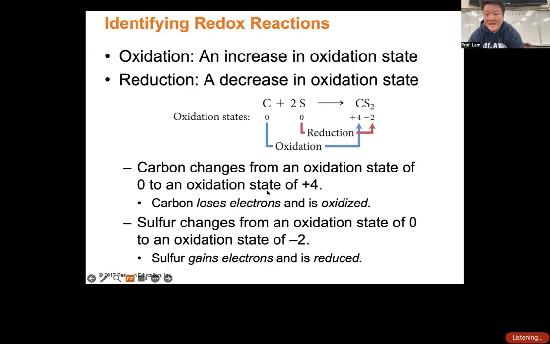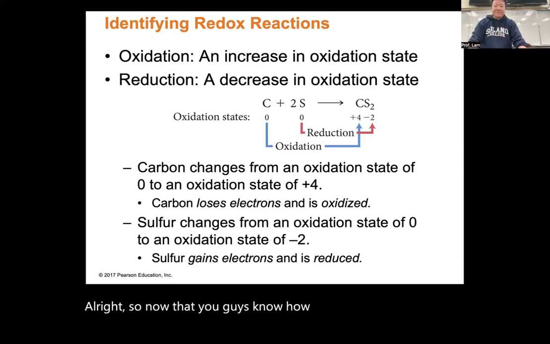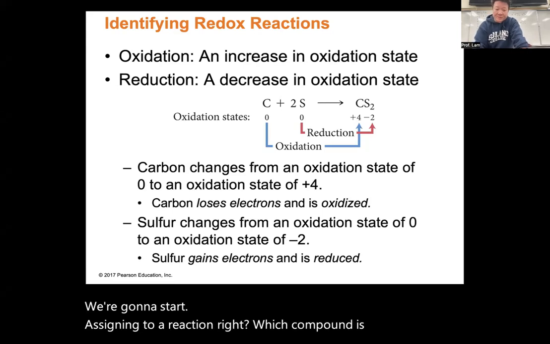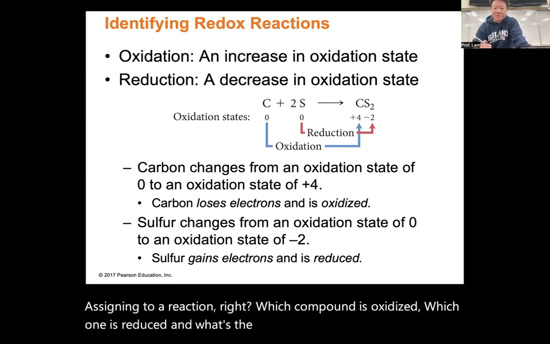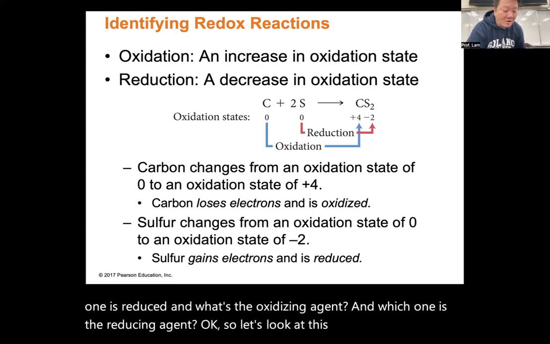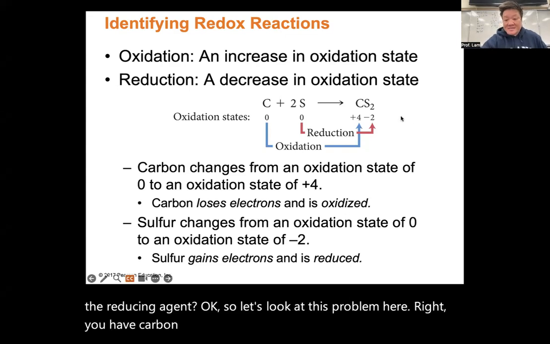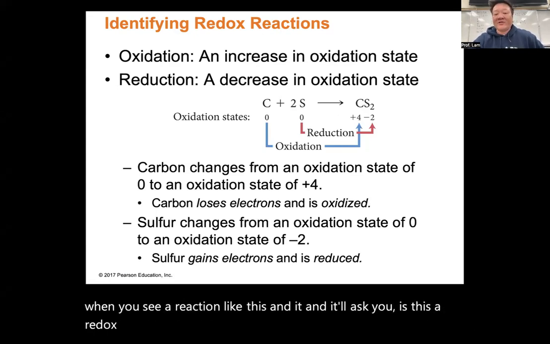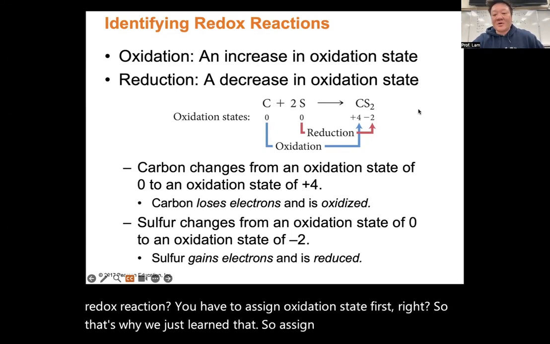All right. So now that you guys know how to assign oxidation states, right? We're going to start applying that to a reaction, right? Which compound is oxidized, which one is reduced, and what's the oxidizing agent, and which one is the reducing agent. Okay, so let's look at this problem here, right? You have carbon plus 2 sulfur goes to CS2. The first thing you do when you see a reaction like this, and it asks you, is this a redox reaction? You have to assign oxidation states first, right? So that's why we just learned that. So assign oxidation states to all of the atoms.